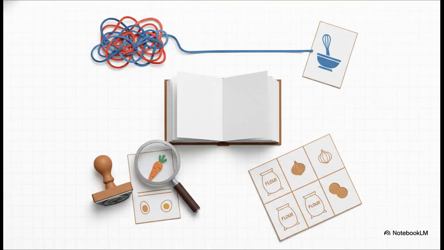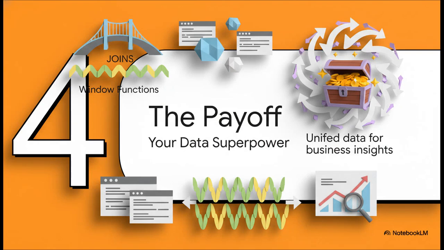This is exactly why developers are obsessed with CTEs. They just untangle complex logic. Your code becomes so much easier to read, and if something breaks, it's way easier to debug because you can test each little recipe step by itself. You can even reuse those steps over and over in the same query. It's fantastic. So, we've built our bridges with joins, we've found the hidden patterns with window functions, and we've cleaned up our messy logic with CTEs. Now, let's see the payoff when we put it all together.